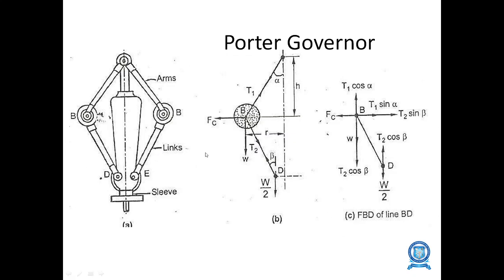So this is the diagram for Porter governor. In Porter governor, the arm is not attached to the sleeve. It is placed some distance from the sleeve. So that distance is given as d. Hence the values of upper arm angle alpha and lower arm angle beta change. So we should find alpha and beta separately.